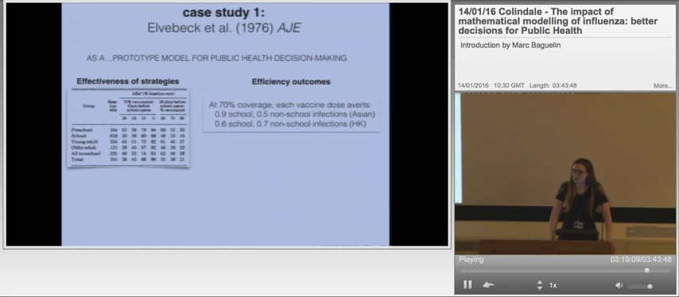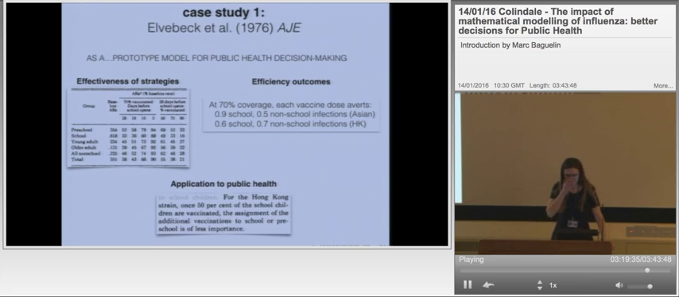And although they didn't use a cost effectiveness analysis per se, I think they were quite forward thinking in their approach, because they gave efficiency calculations. So for a given coverage, they were able to calculate how many cases by age each vaccine dose would avert. So you can very easily tack on a cost effectiveness analysis based on this work. And they have a long discussion at the end. So the application to public health is very important in terms of translating their model results into implementable strategies.